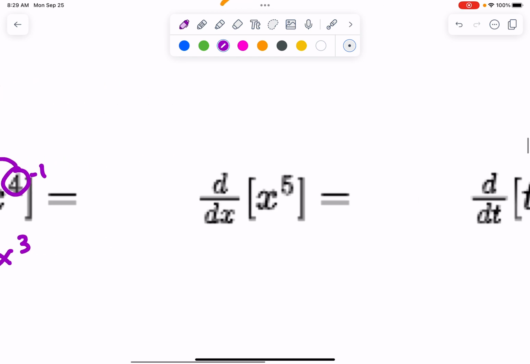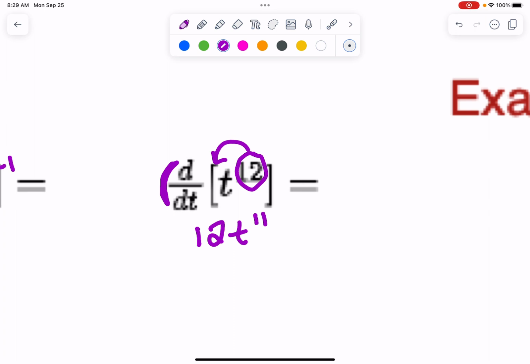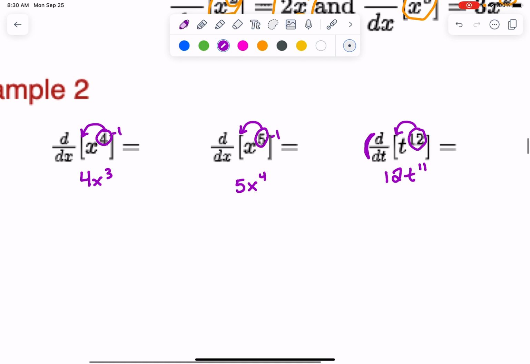The second one, the 5 comes down in front, or a 6, whatever that is, 5x to the, if I subtract 1, that's to the fourth power, okay? Next one, the 12 comes down in front, so 12t to the 11th power. This one was d over dt because that's what my variable is designated, okay? So that's what we'll end up doing later on in the chapter. We'll just have it in terms of t instead of in terms of x, and that's totally fine, okay? So, not terribly hard once you know the pattern. It's pretty easy, right?